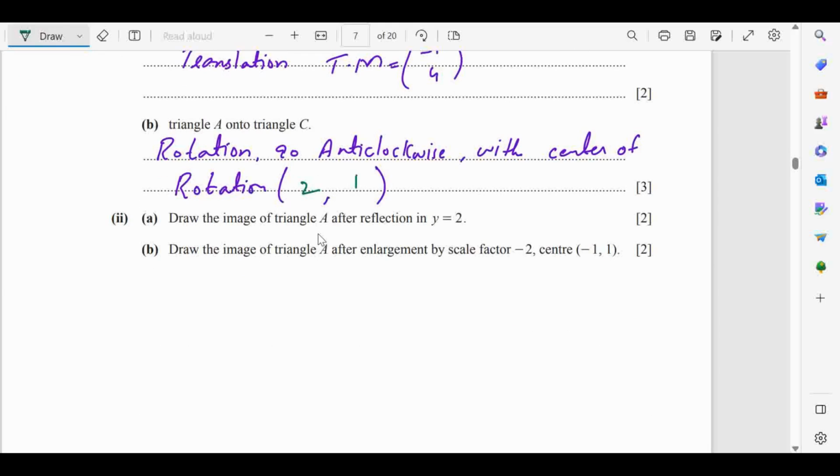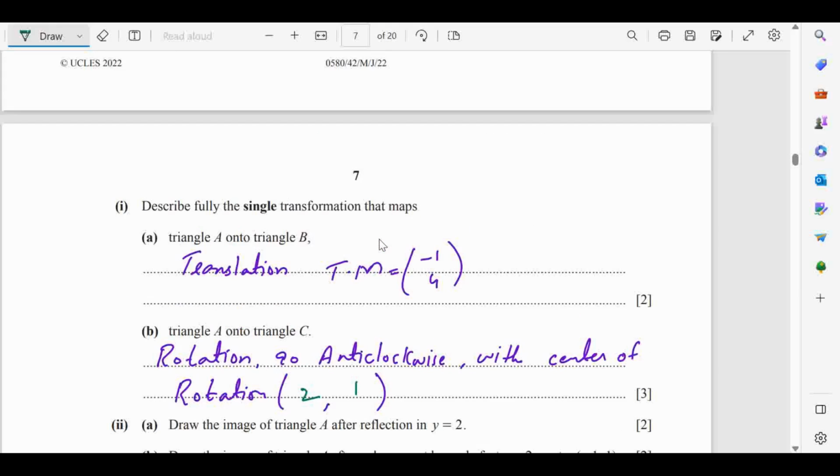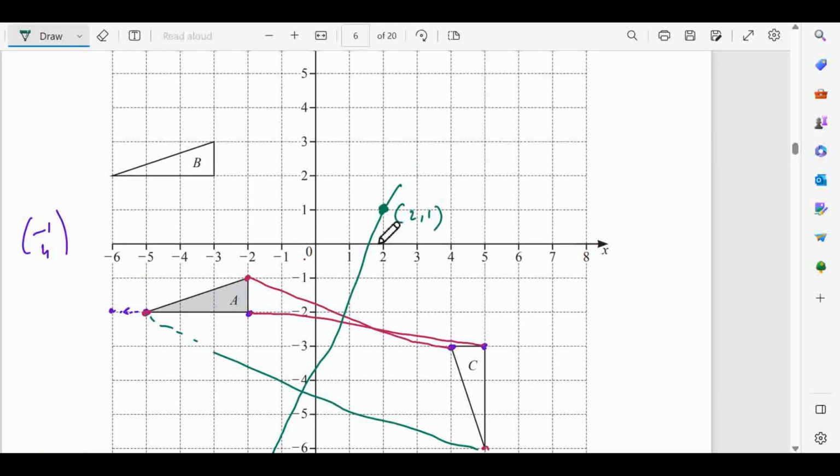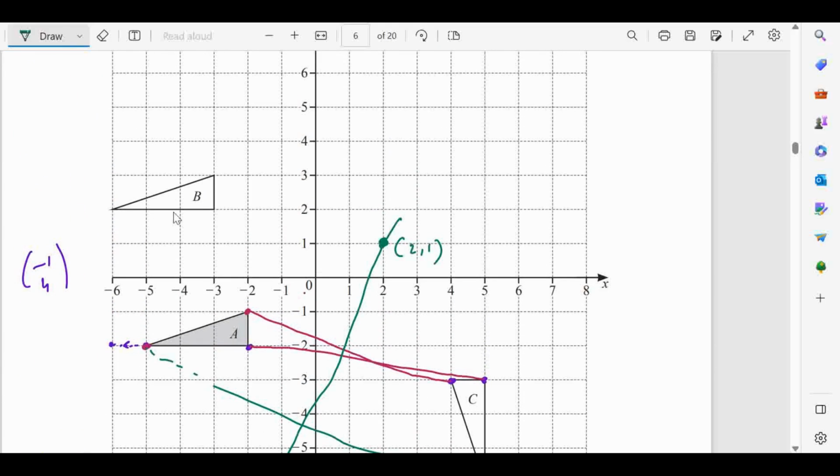Draw the image of triangle A after reflection in y equals 2. Now we need to draw the image of A. Where is y equals 2? This line is y equals 2. This line will represent y equals 2.